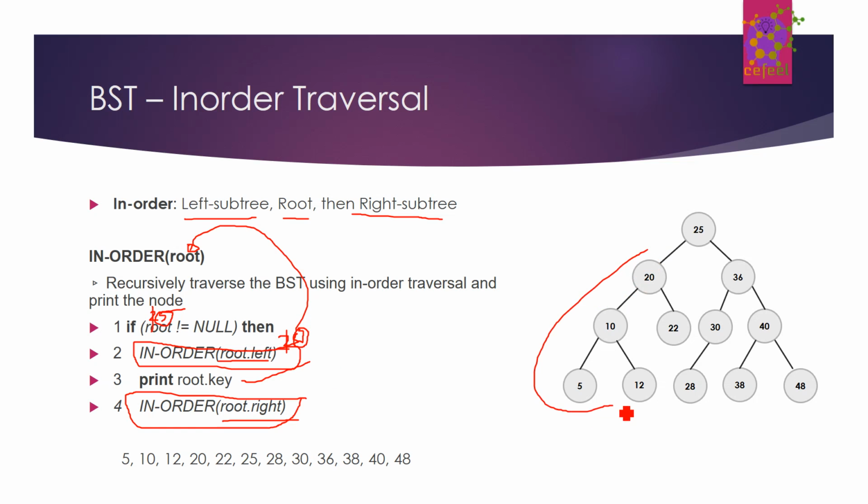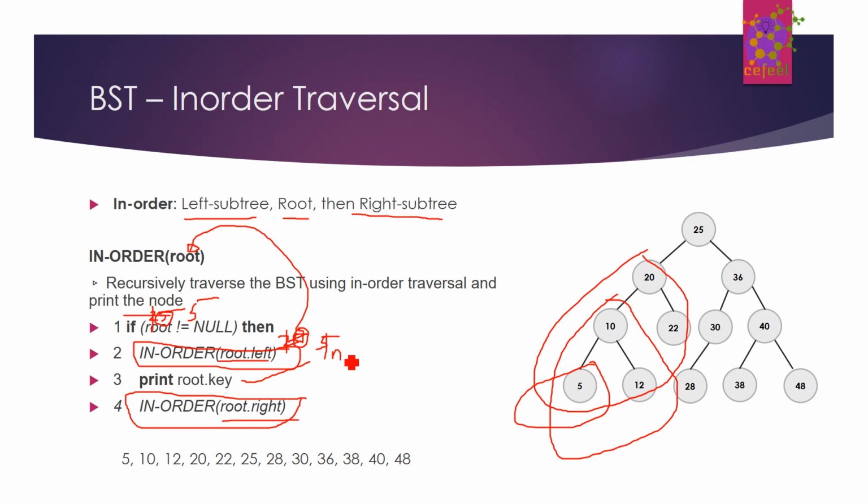So let me draw it out here. Left subtree, then again left subtree, and then again left subtree. So we will have 5 passed in here, 5 will go pass, and then 5 will be passed here. So 5 is not null, which means it will go to 5's left subtree. 5's left subtree is actually null, so this will become null. So null will be passed in here, and then once it reaches this, the if call will fail, and it will actually return.